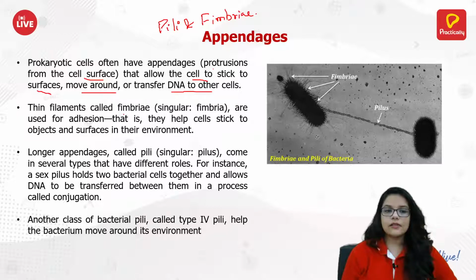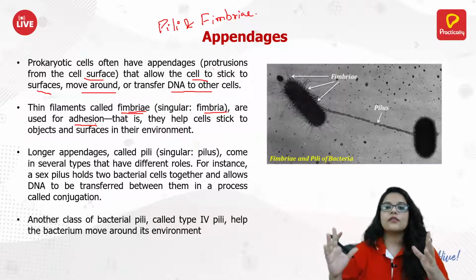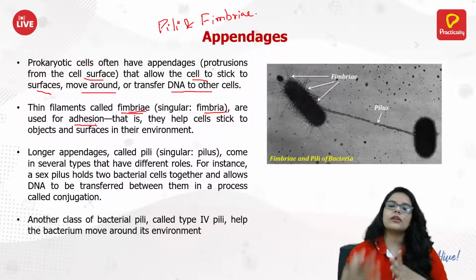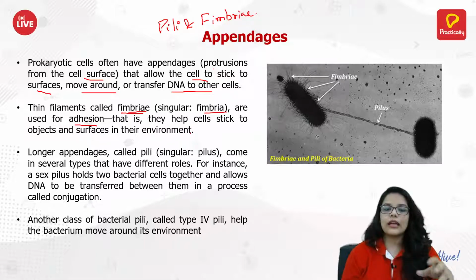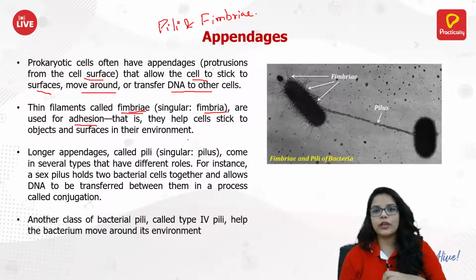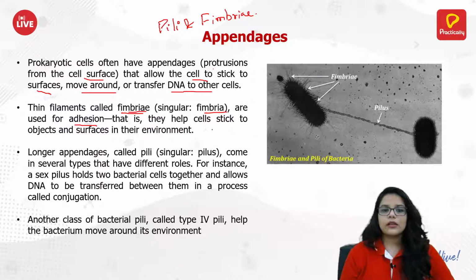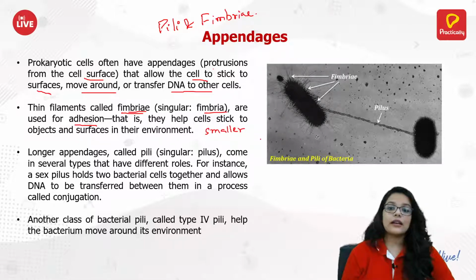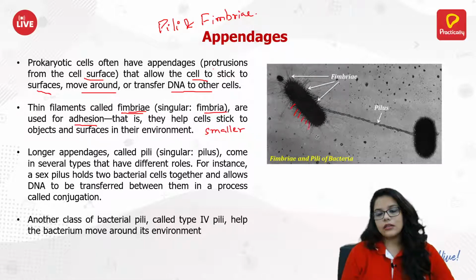Out of them, there are the thin filaments called fimbriae, or fimbria. They are used for adhesion. Adhesion basically means sticking. Just before I started the prokaryotic cells, I told you they have a sticky nature. They have to stick somewhere. That kind of work is done by the fimbriae. Now these are smaller appendages. There are larger ones here, you can see. These are the fimbriae. Now there are larger appendages such as the pili.